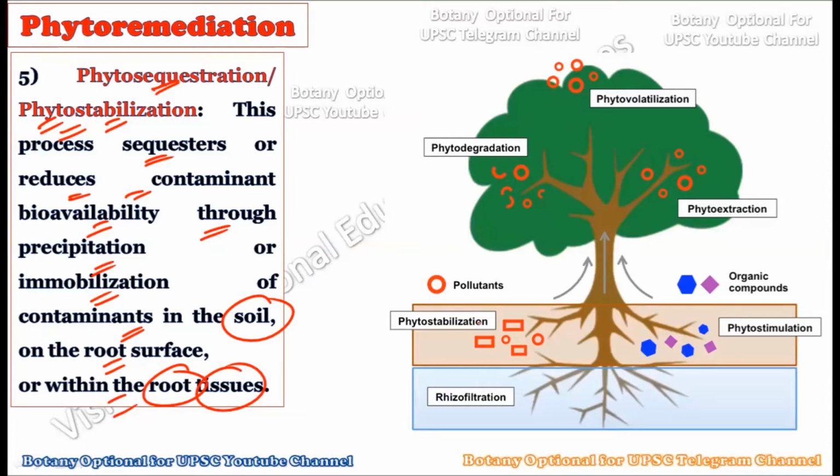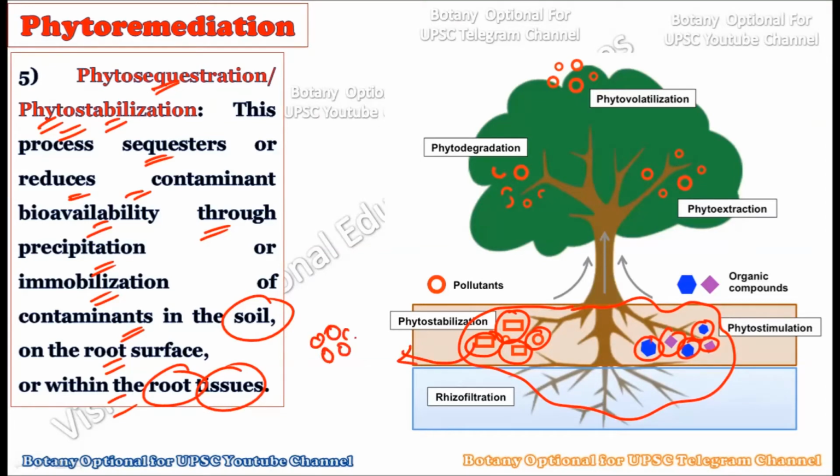Okay, now how? See, if the contaminants present within the soil are around the rhizosphere of the plant, what this rhizosphere will do is stabilize these pollutants within that particular rhizosphere, and it will not allow the movement of these contaminants to other places, and hence we say that the availability of these contaminants will not be there for the other areas of the soil.